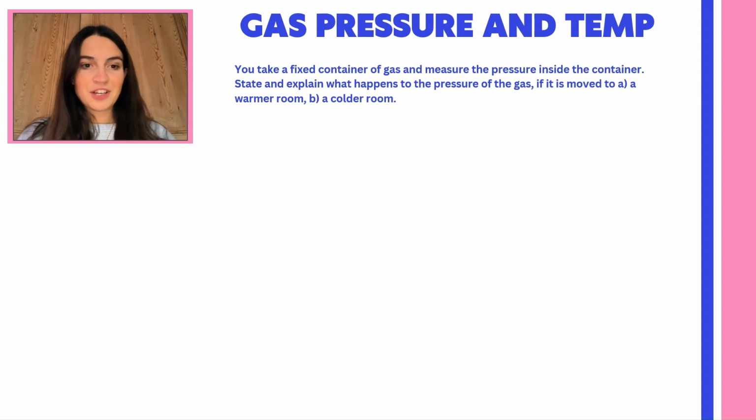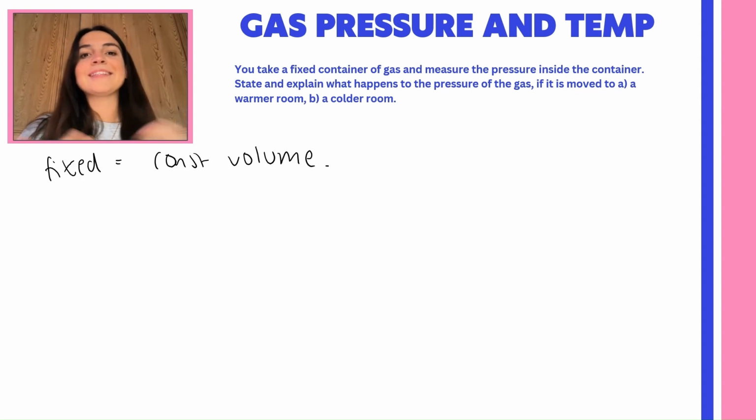Okay, next question. You take a fixed container of gas and measure the pressure inside of the container. State and explain what happens to the pressure of the gas if it's moved to a warmer room first and then to a colder room. So when it says you take a fixed container of gas, what it's telling me is that my gas is going to remain at a constant volume because my container has a constant volume.